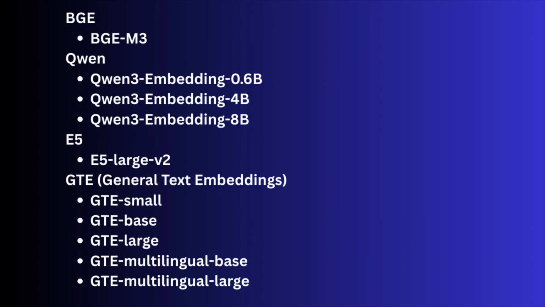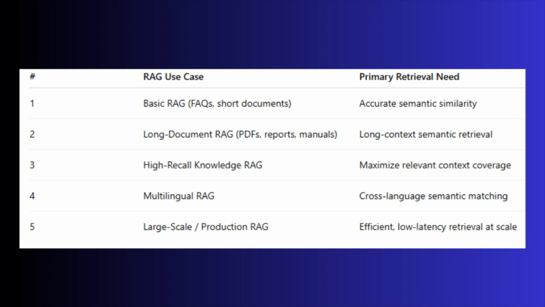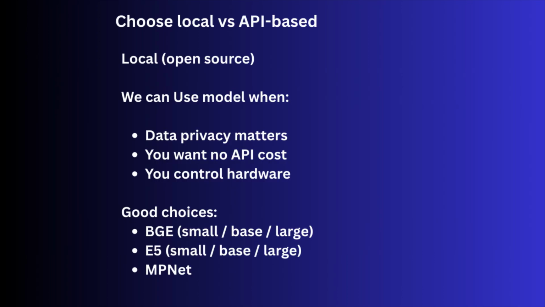Open source models are also available, models like BGE, Qwen, GTE, etc. These are open source embedding models. Selection of an embedding model will depend on different factors. We can use local embedding models or API-based embedding models for our purpose. We can use local or open source models when data privacy matters or you want to control API cost. In this aspect, you can choose open source or local models. Some of those models are BGE, E5, MPNet, etc.